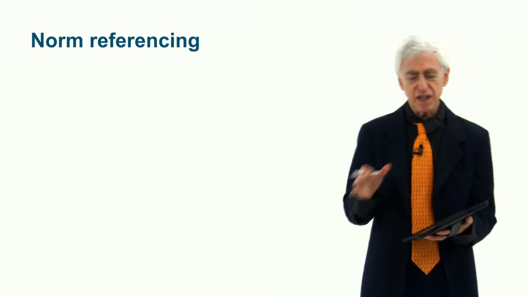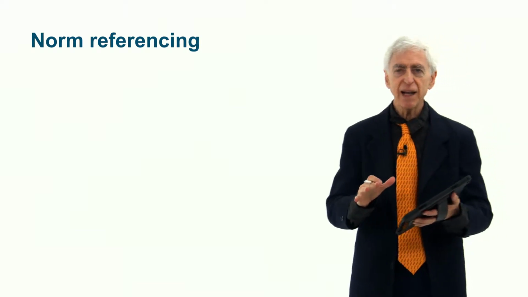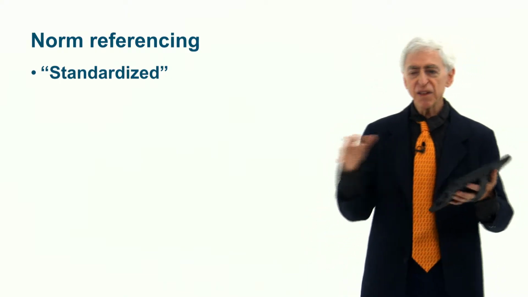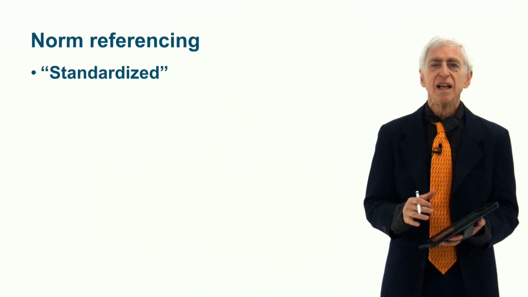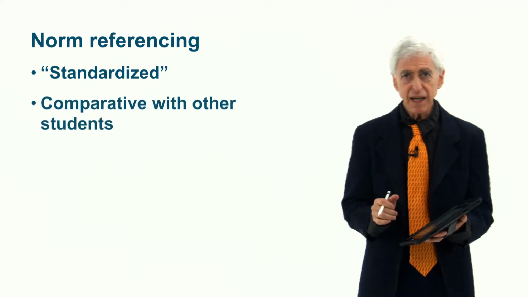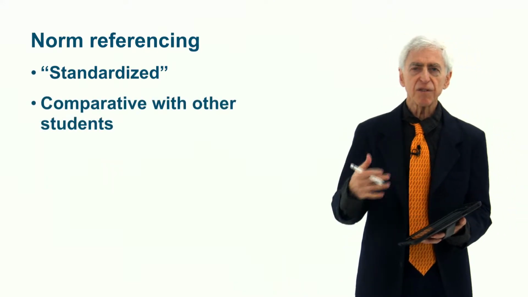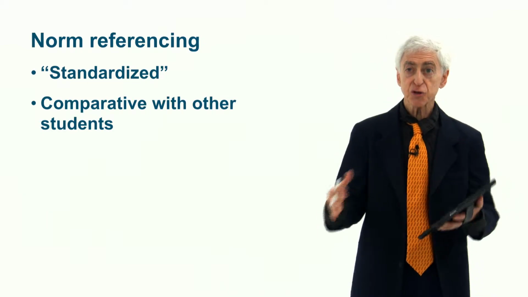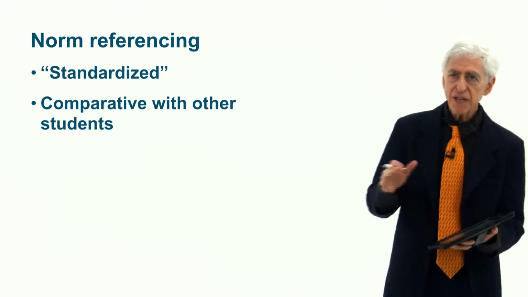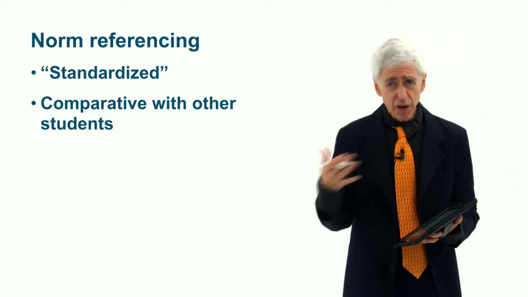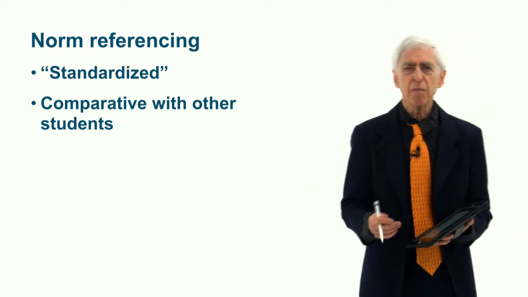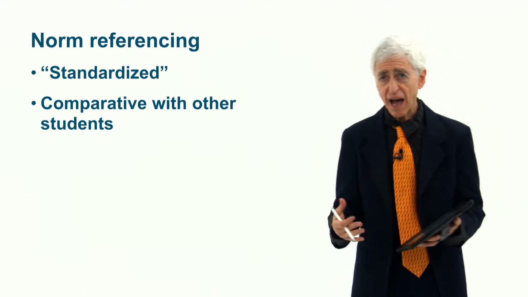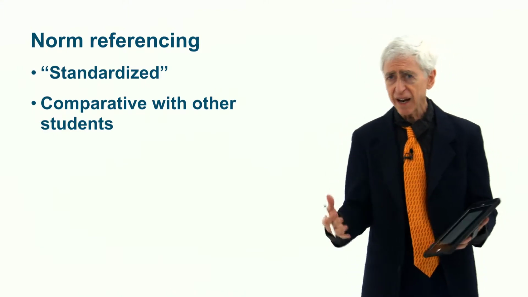Okay, norm referencing, where everybody is standardized. All the tests are standardized, and that can have various meanings, and the results of the test show a comparison of student to student, school to school. Now, teacher-made tests are somewhat normed, kind of, but mostly when we talk about norm reference testing, we're talking about the standardized testing that happens, say, at the state level.